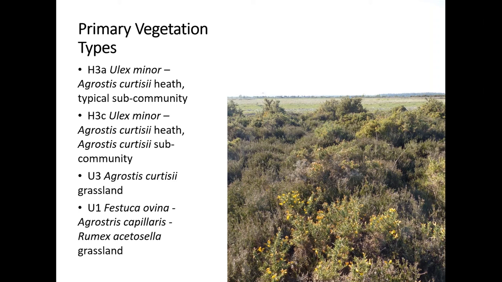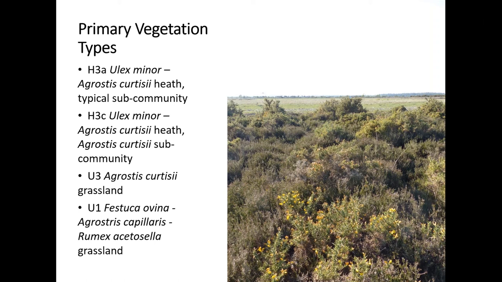And the gorse. The other two communities of note in my study area were the bristlebent grassland, which is actually really quite uncommon in the end, and then where disturbance was so severe that the ground could parch, you get a different acid grassland community, which I call the parched acid grassland community. So those are the vegetation types in my landscape.